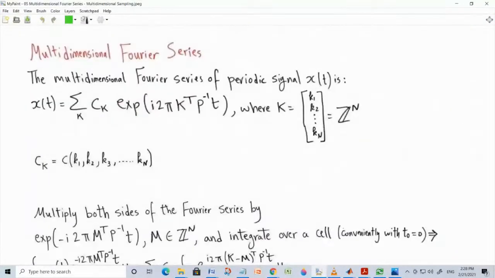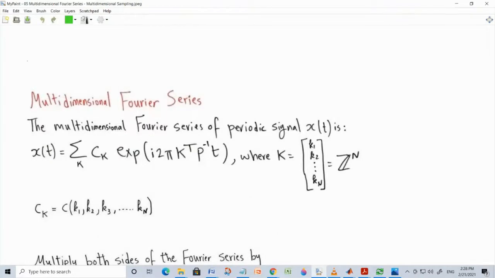Okay. So we started today's lecture with the Fourier series in 1 dimension. In multiple dimensions, the Fourier series is this thing. It is a summation with an infinite sum. So basically, it is a sum.